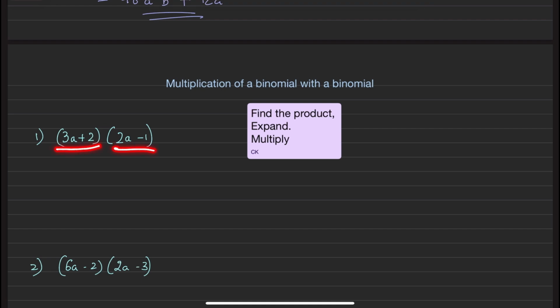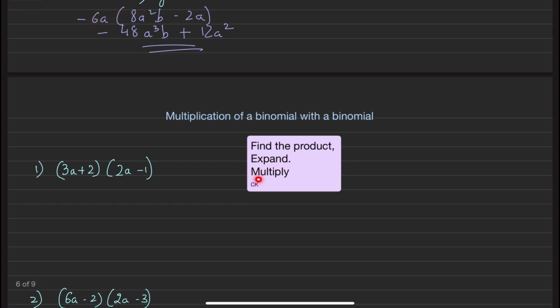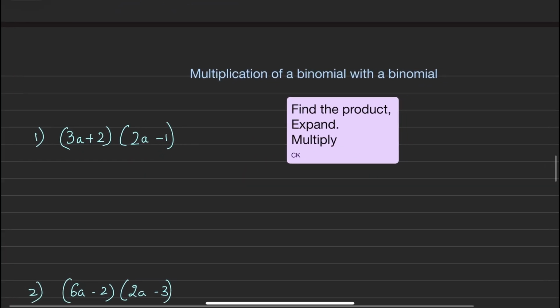This is very, very important. So the three ways in which they can ask you these kind of sums is find the product, which means multiplication, expand, because we are going to expand this like how we did over here, or multiply. So all this means you have to do this, what I'm showing you, okay? In this, what are you going to remember, guys? It's pretty easy.